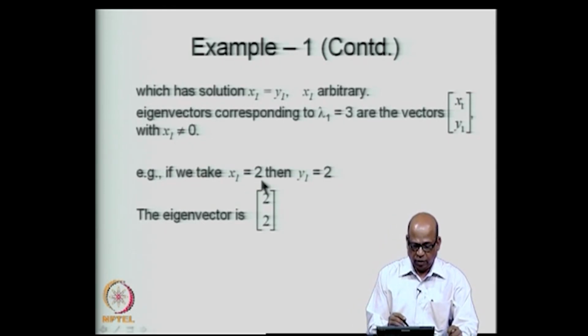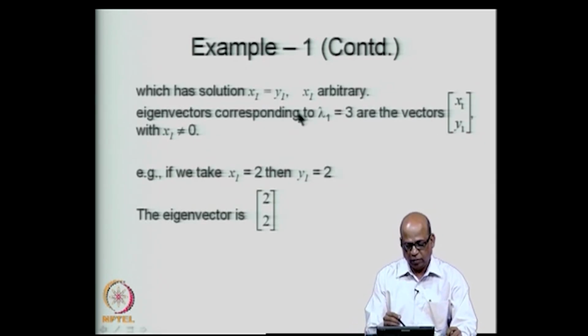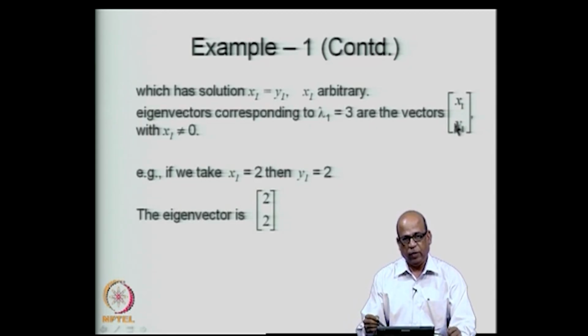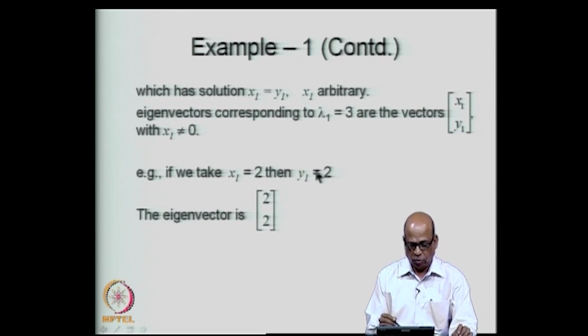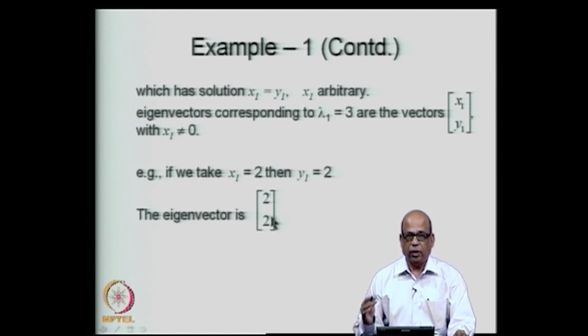For example, if you take x1 is equal to 2, as I said, any arbitrary value of x1 satisfying x1 is equal to y1 will define your eigenvectors. So, if you take x1 is equal to 2, y1 is equal to 2, then the eigenvector is (2, 2) corresponding to the eigenvalue lambda 1 is equal to 3. So, like this you can form several eigenvectors.